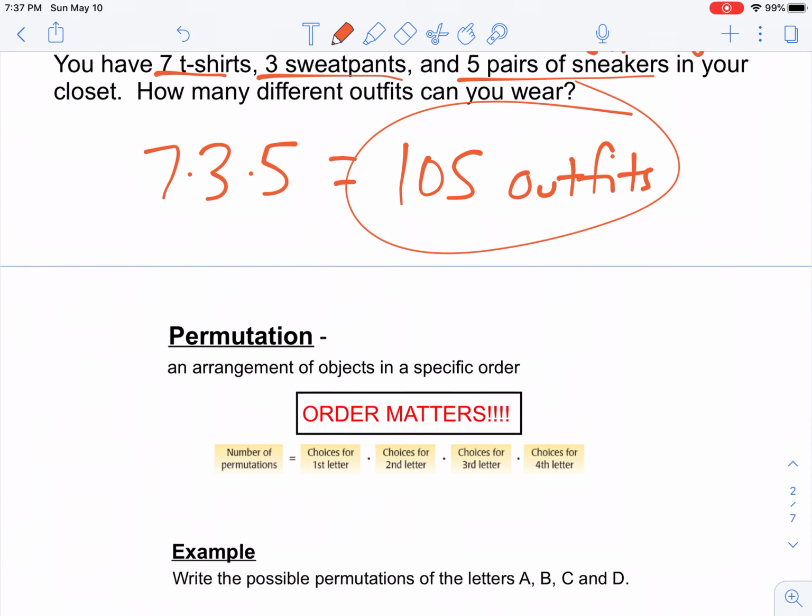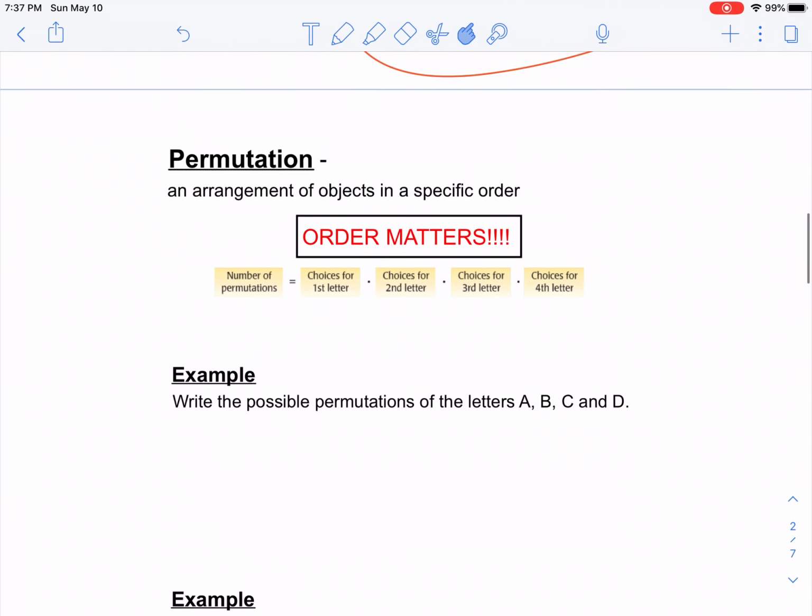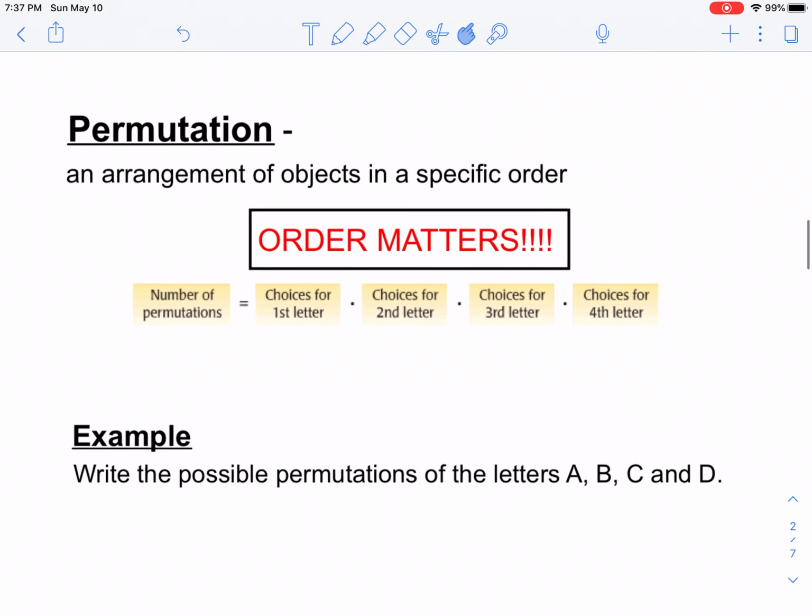All right, now, next concept, permutations. Permutations is a little different. It's an arrangement of objects in a specific order. So what you're doing is you're selecting groups and you're ordering them. So you have a total number of possibilities of something, and you want to select groups and put those groups in order. You want to count up how many different orders are possible.